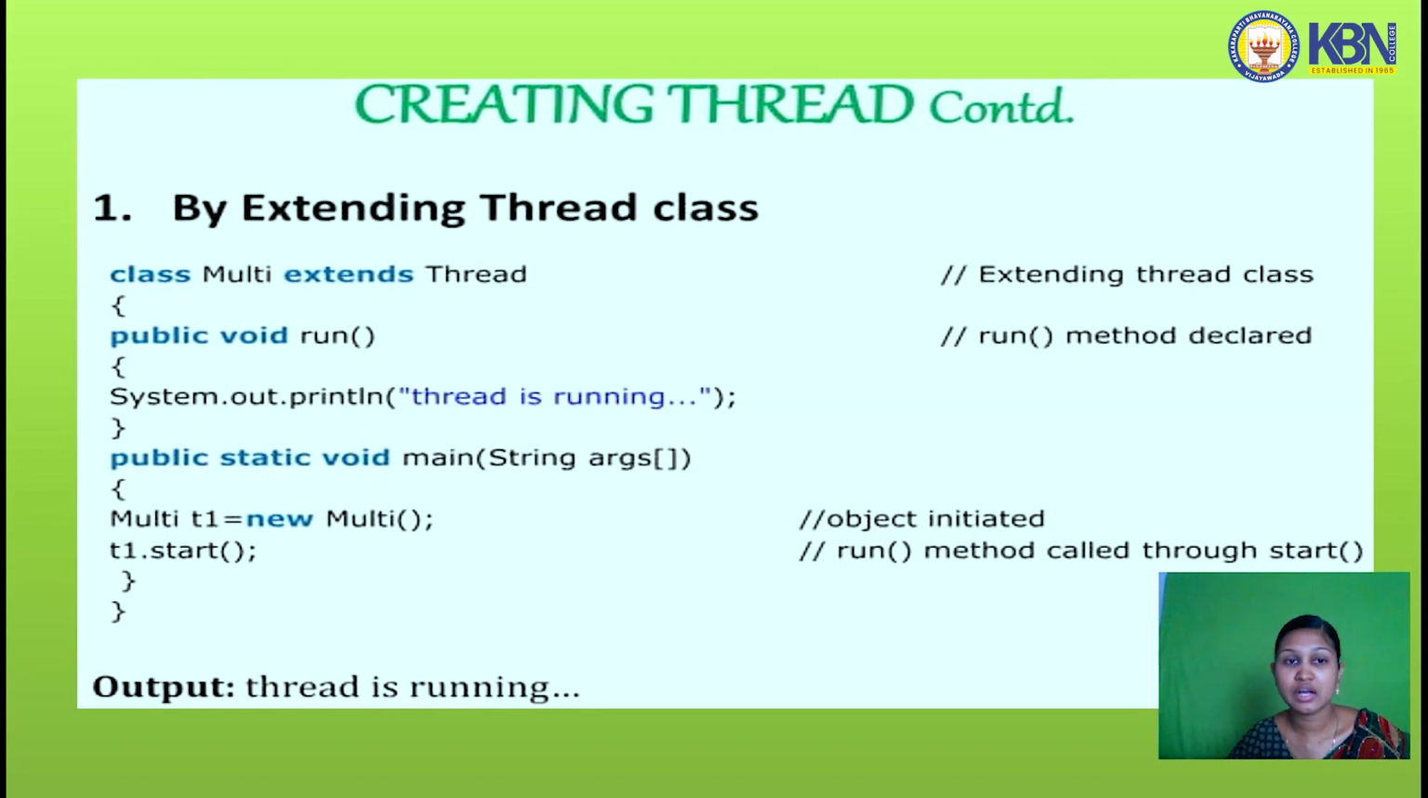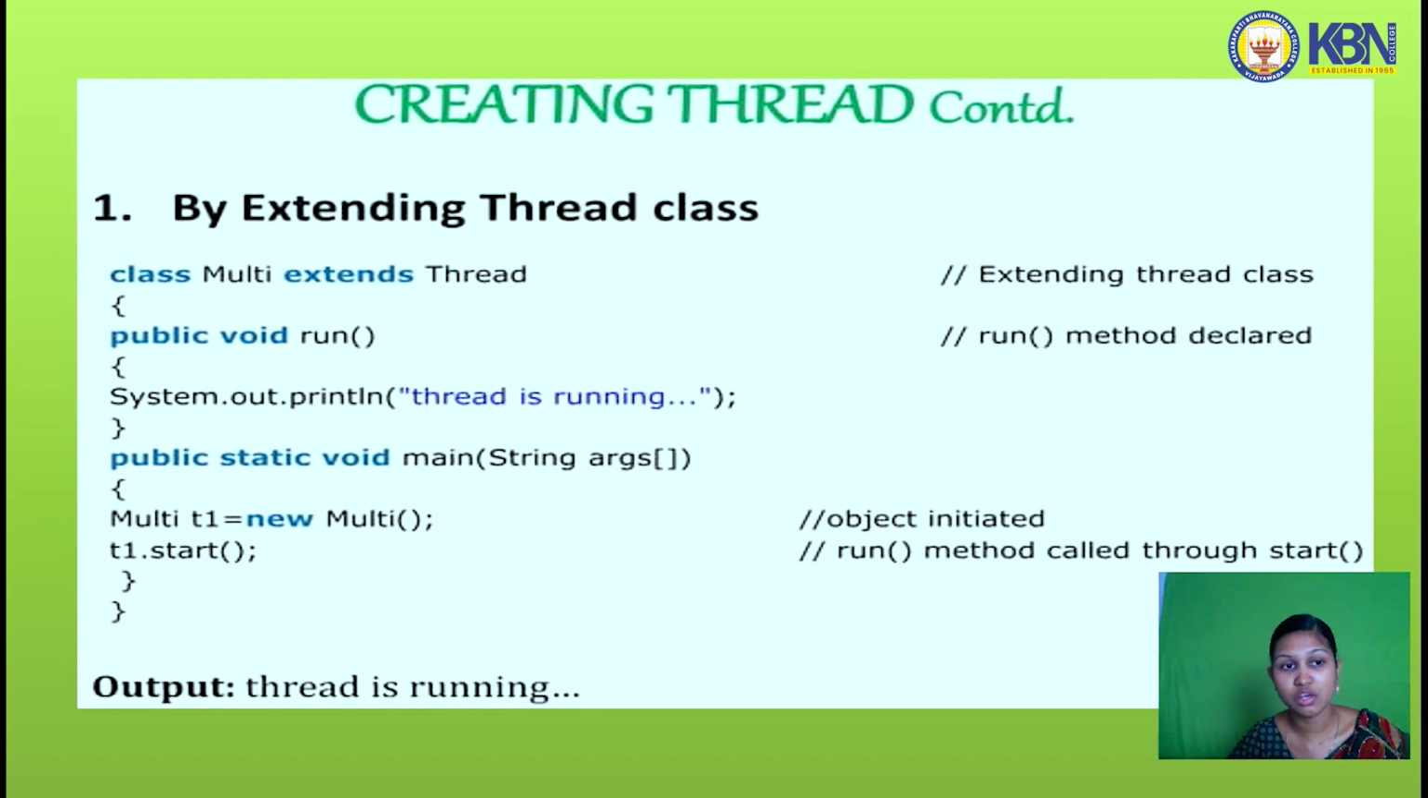Here, see, class multi extends Thread. That line belongs to extending the Thread class. The public void run method means the run method will be declared. Here, multi t1 = new multi(), that is, the object is instantiated. The run method is called through the start method.